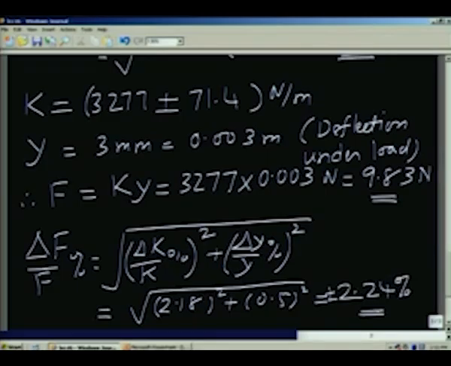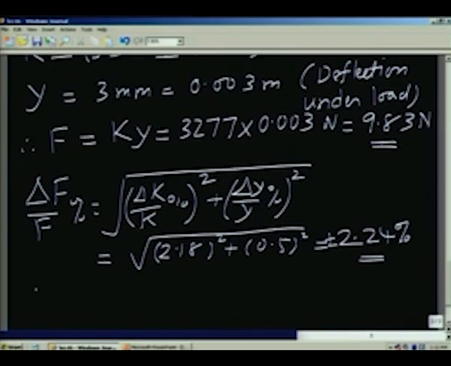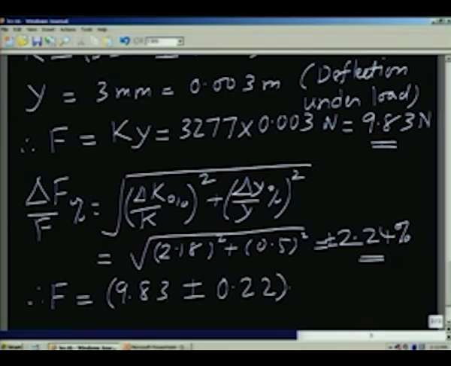So, the error in the measured value of the force is given by 2.24%, and therefore, I can actually calculate what is the force which has been estimated, what is the error in the force. Therefore, I can also say F is equal to 9.83, that is the value which we got, plus or minus 2.24% of that, that comes to 0.22 Newton. This is the answer to the problem.